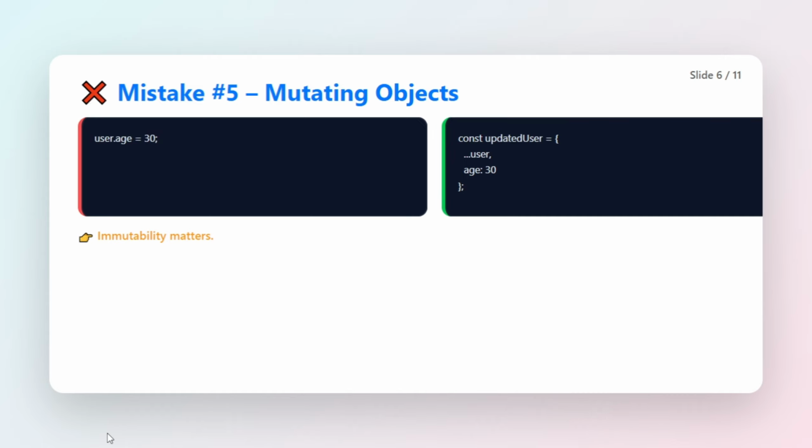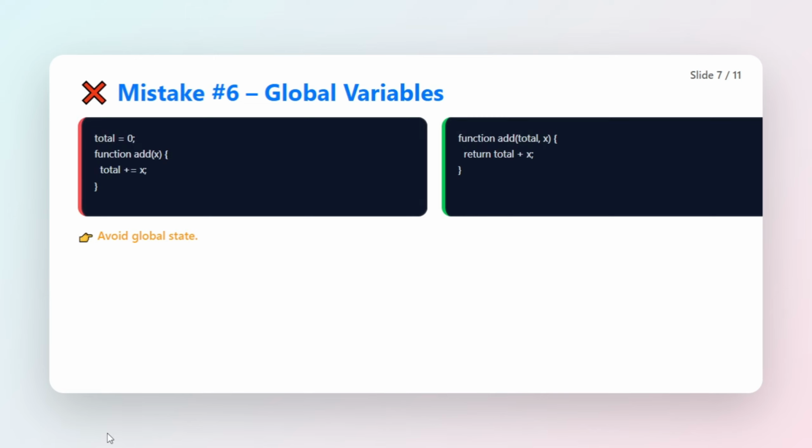Using global variables. Now let's talk about global variables, also known as the invisible source of bugs. Junior developers love globals because they are convenient. You define a variable once, and suddenly you can access it from everywhere. No passing parameters. No thinking. Just vibes. Look at the example. We have a variable called total defined outside of any function. Then inside a function, we update it. It works. Until it doesn't.